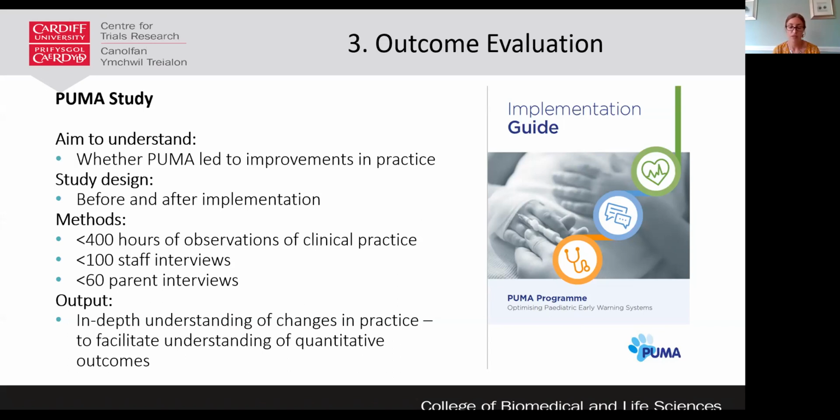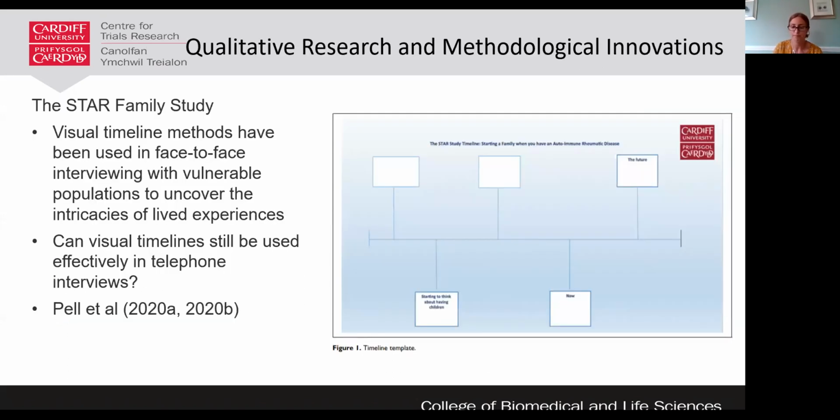And this was a really large ethnographic case study approach with an embedded process evaluation, with over 400 hours of observations of clinical practice, over 100 staff interviews, and over 60 interviews with parents at 2 time points, before and after the implementation of the PUMA program. So it really has led to an in-depth understanding of changes in practice, grounded in the local context for each site, which are really crucial to help understand the quantitative outcomes of the study.